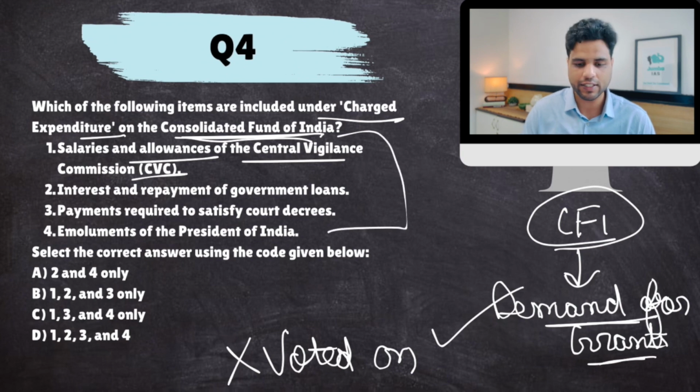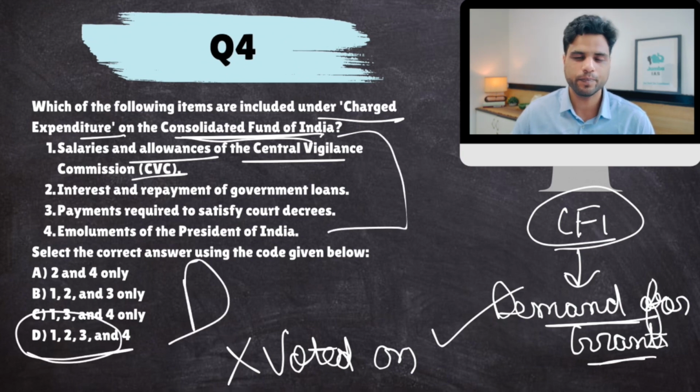All four are included in this. So the answer to this question is pretty basic. 1, 2, 3, 4. D.